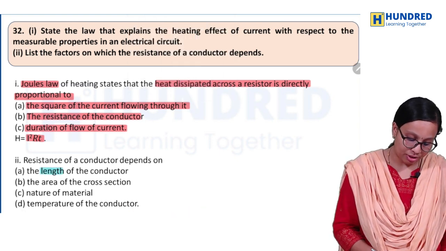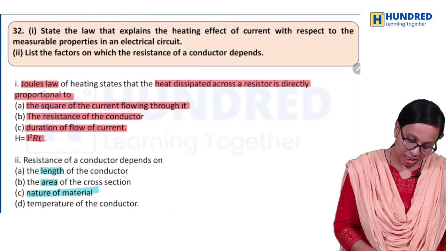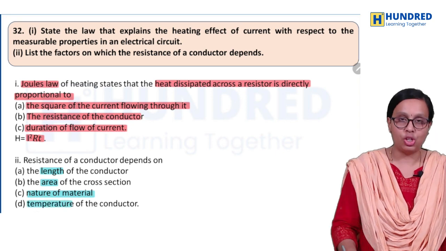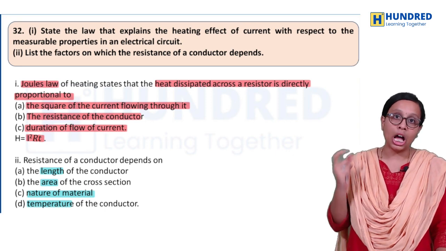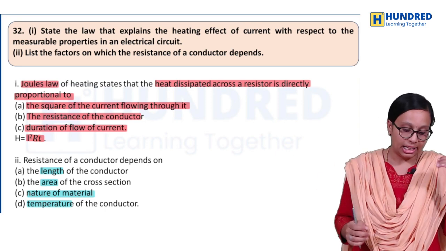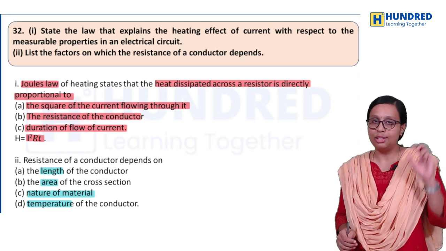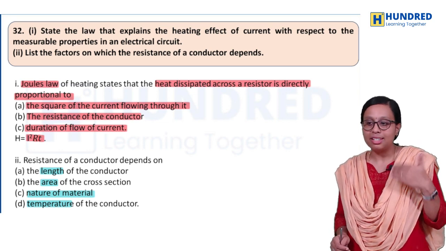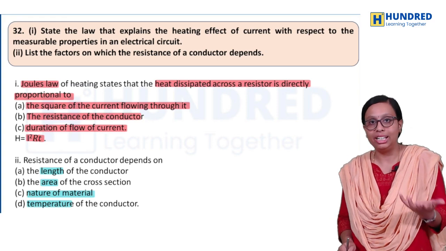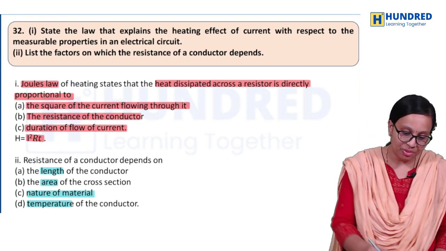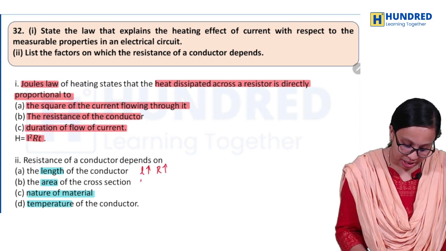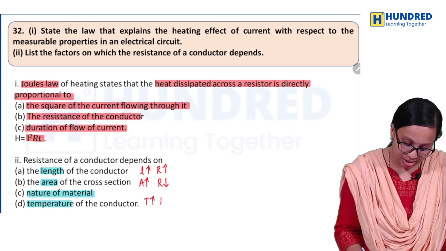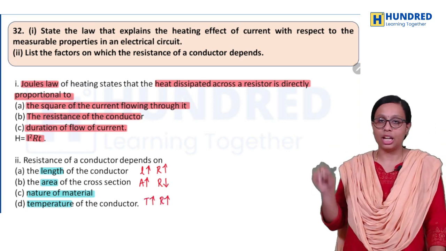So it depends on the length of the conductor, it depends on area, the nature of the material and the temperature. It depends on length, area, nature and temperature. They haven't mentioned how it depends, so you need not explain it. They have just asked us to list the factors, so we have listed the factors. If they have asked us to explain, then we'll have to explain how it depends on it also. So if they ask you how it depends, if length increases, resistance increases. If area increases, resistance decreases. Temperature increases, resistance increases. So this is how you explain it.